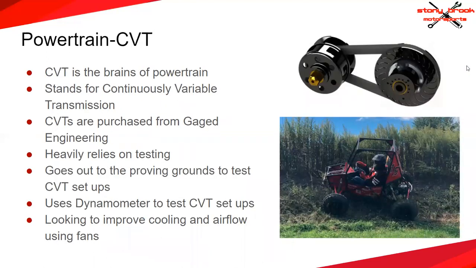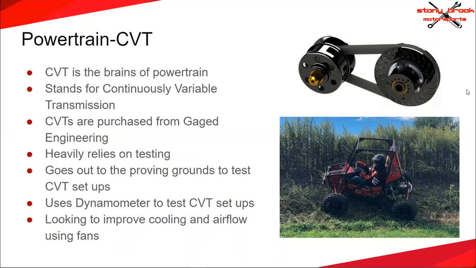Finally, we have CVT. CVT is basically the testing clan. CVT stands for continuously variable transmission. This is the brains of powertrain. What it basically does is take every gearing that we need into one small form factor. So instead of having a large clunky gearbox with only a certain set of gears, we have this wide range of gears with this nice small packaging.